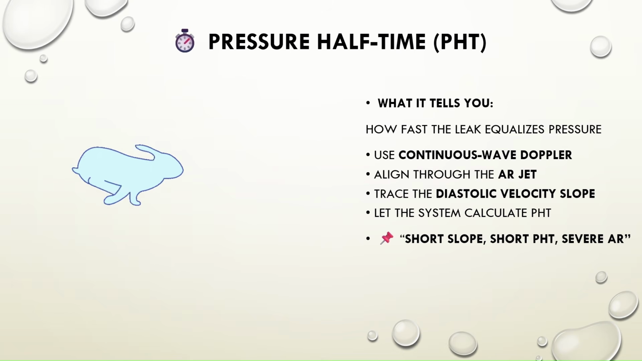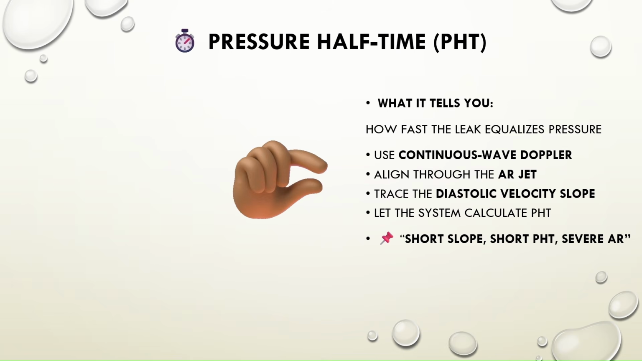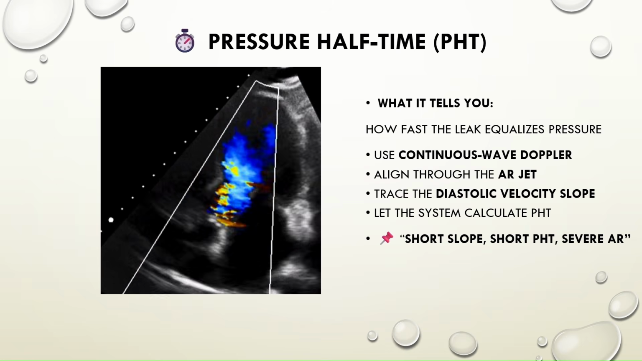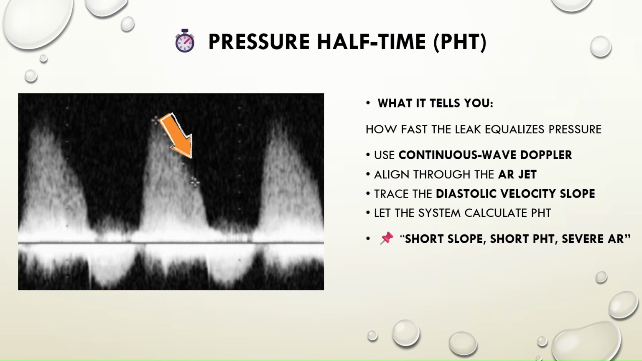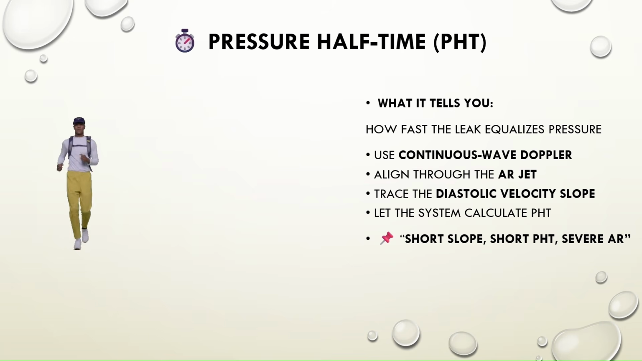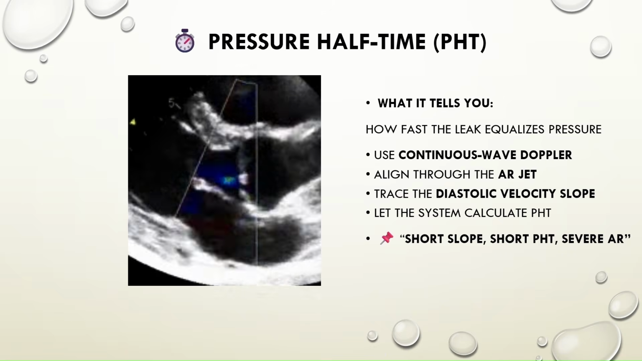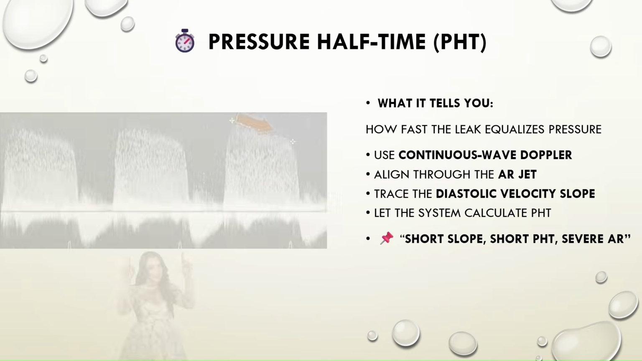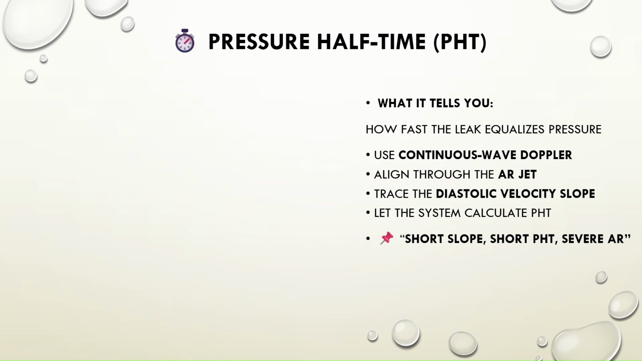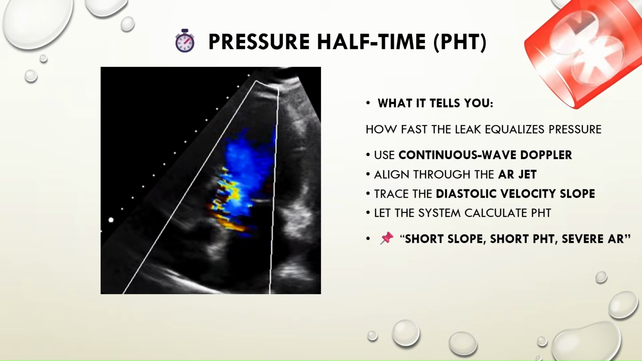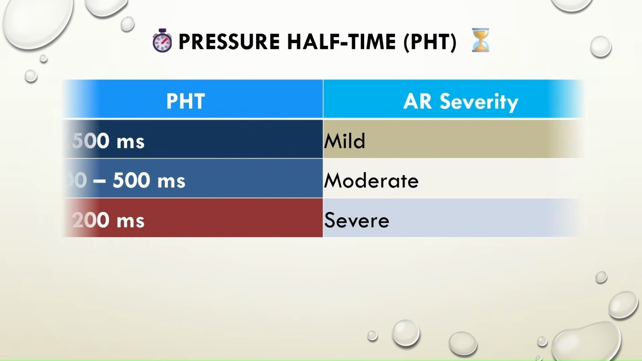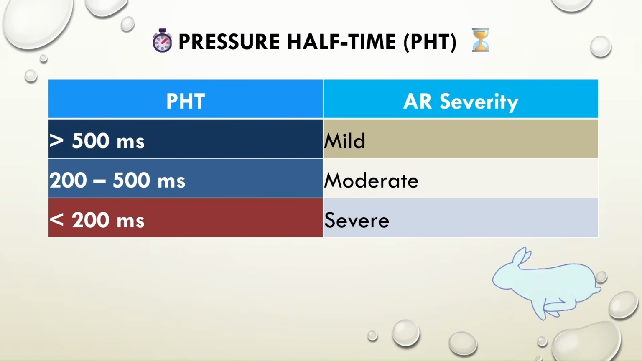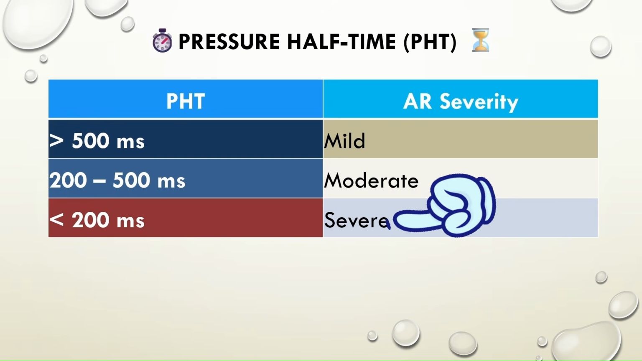Rapid pressure equalization equals short pressure half-time, which means more severe regurgitation, or a steeper slope when you look at the waveform. Slower pressure equalization equals longer pressure half-time, which means less severe regurgitation, or a gradual slope when you're looking at the waveform. So in short, steep slope, short pressure half-time equals severe aortic regurgitation. Take a look at this table right here. Remember again, with pressure half-time, the faster the pressure equalization occurs, the more severe the regurgitation.